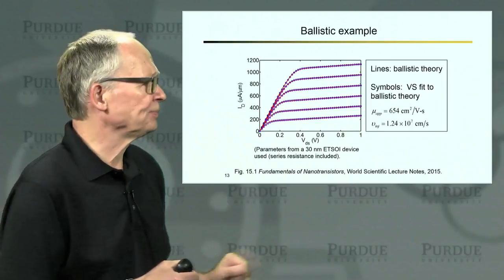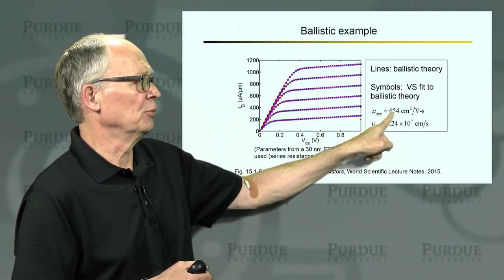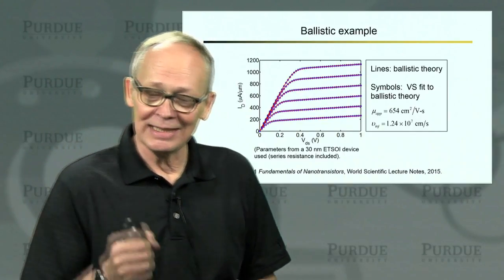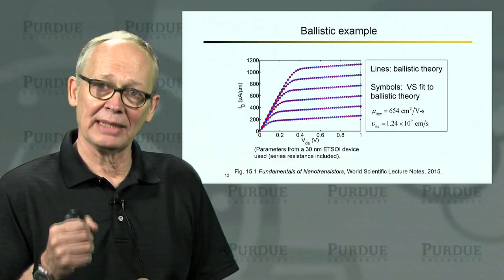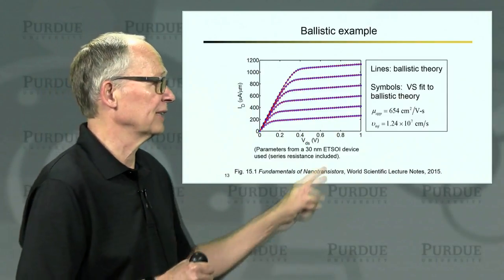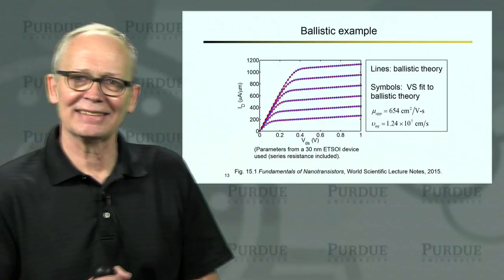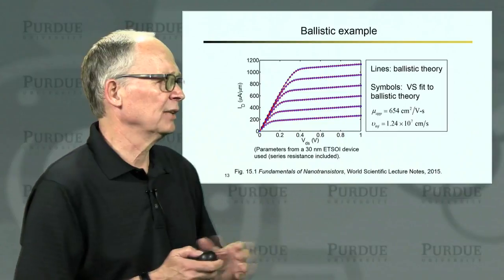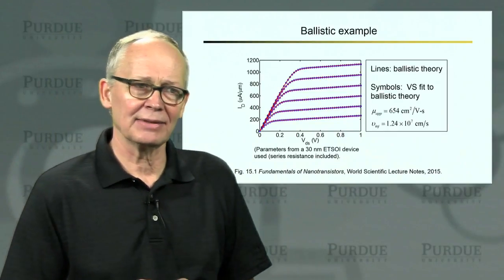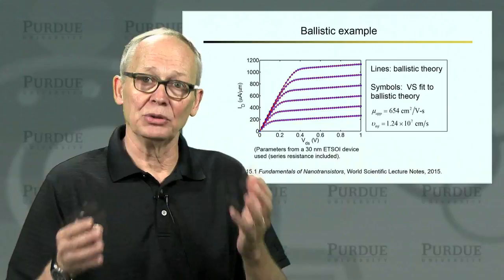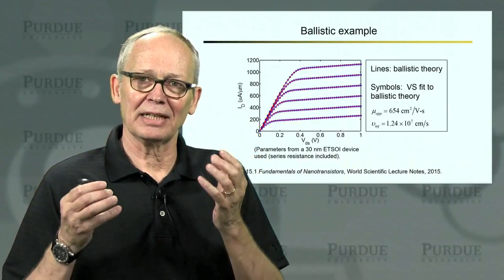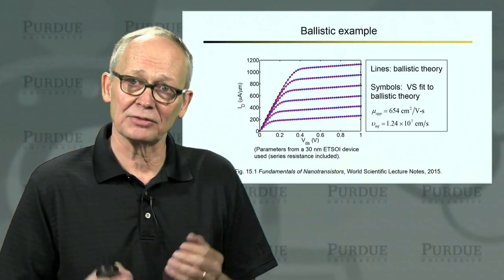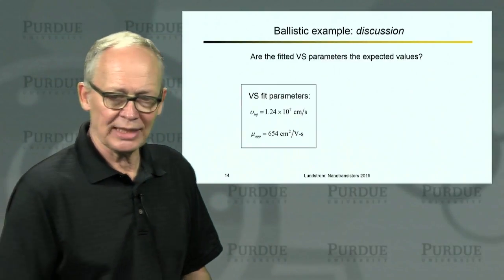In order to do that, we had to adjust our mobility, this fudge factor, not really a fudge factor, and we needed a value of about 650 centimeters squared per volt second. And we needed to adjust the saturation velocity to this thing we call the injection velocity, and the number we needed was 1.24 times 10 to the 7th. So the question is, do those empirical adjustments in order to fit this computed IV characteristic make sense for a ballistic MOSFET? Well, let's take a look at that.